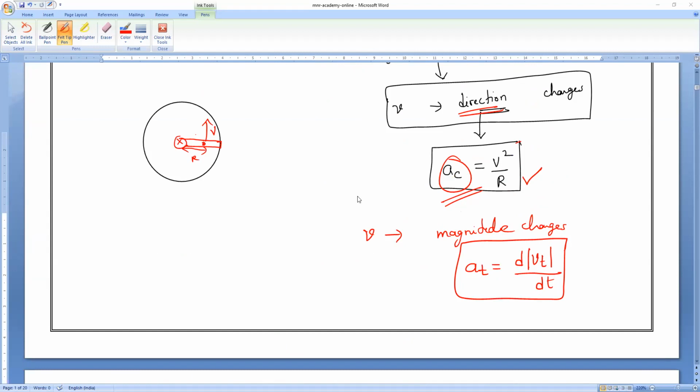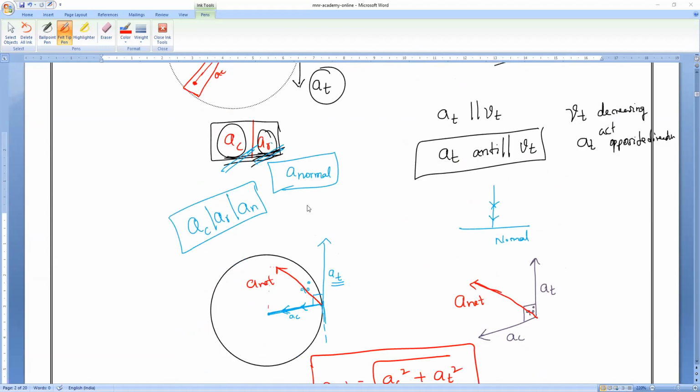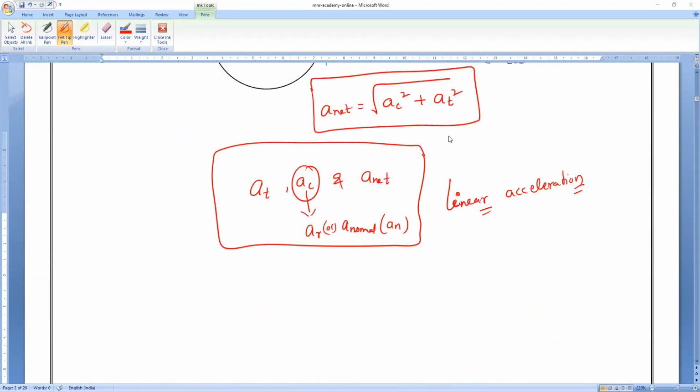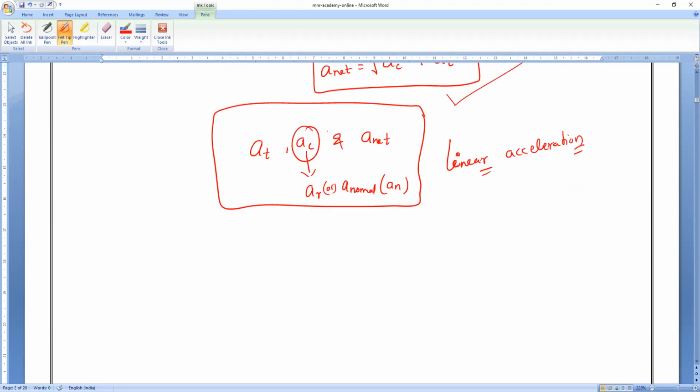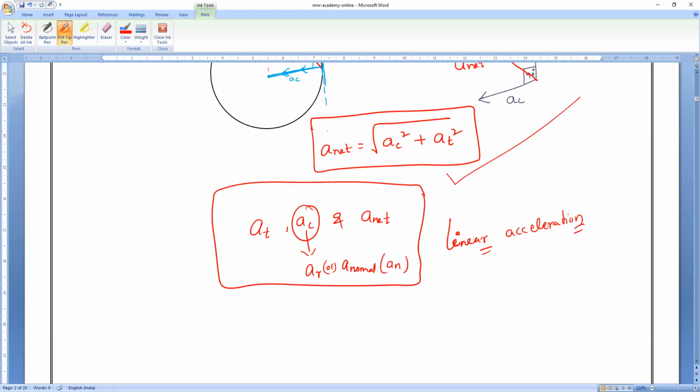And then the net acceleration formula: root over A C square, centripetal acceleration squared, plus A T square, tangential acceleration squared. Is everyone clear?